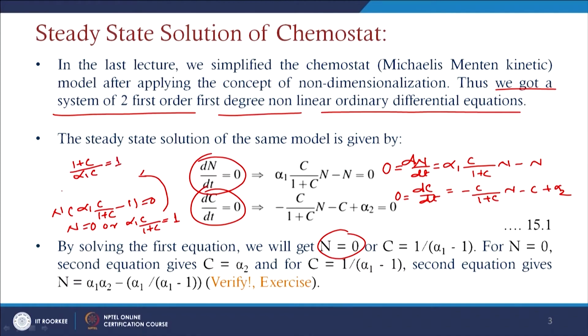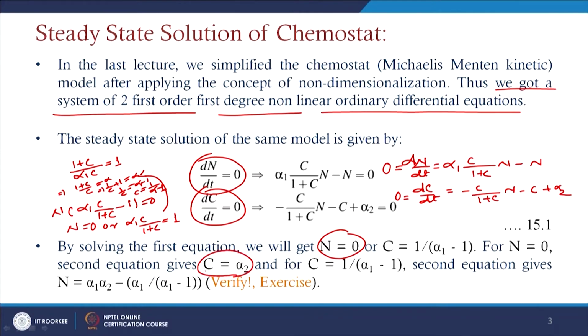So, obviously, I can write this as 1 plus c by c equals alpha 1, and this implies 1 by c plus 1 equals alpha 1, and 1 by c equals alpha 1 minus 1, hence c equals 1 by alpha 1 minus 1. Sorry, I missed writing alpha 1 here. And for n equals 0, if we put it in the second equation here, then we find c equals alpha 2.